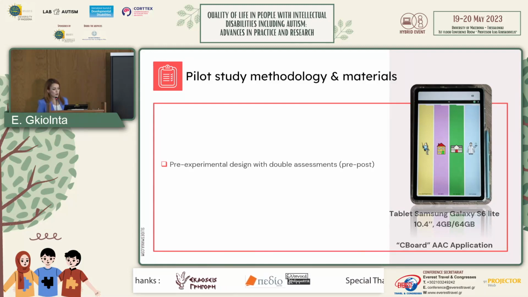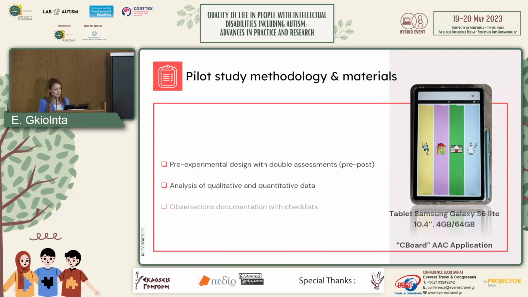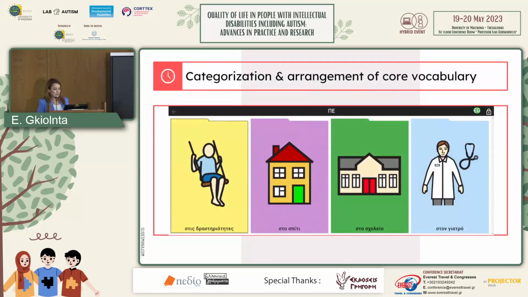Pre-experimental design was used with double assessments before and after, pre and post, as we say in research. An analysis of qualitative and quantitative data was made, and the observation documentation with checklists was made also. And here I have it in Greek, and I'm going to translate it to you.